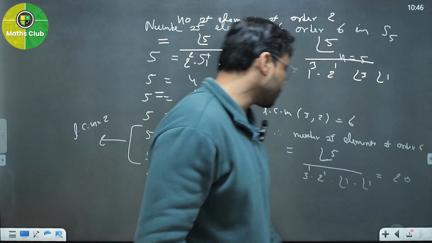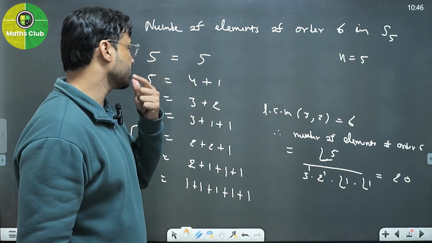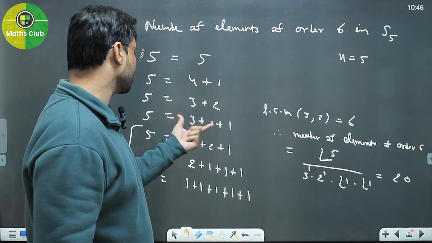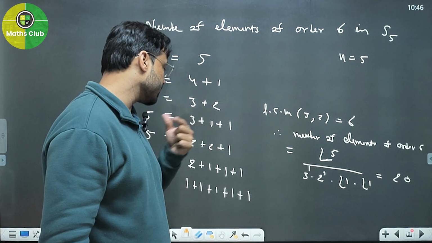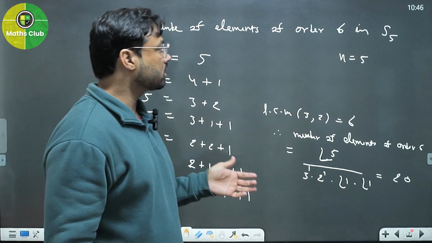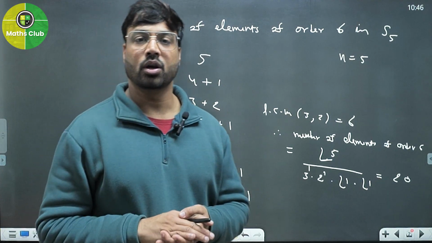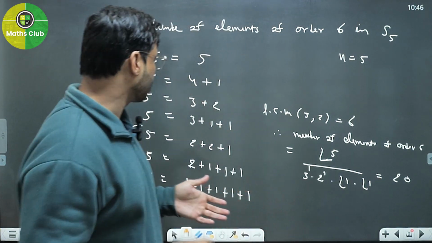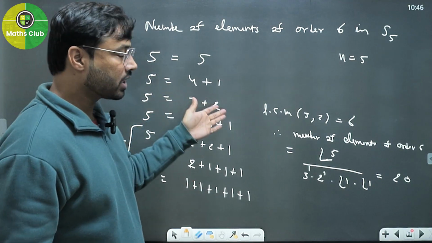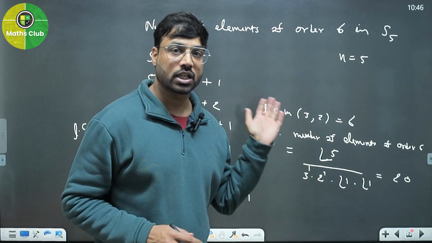Similarly, you can calculate the elements of order 5 by using this partition, elements of order 4 by using this partition, elements of order 3 by using this partition, as the LCM will be 3 here, and elements of order 1 by using this partition. And suppose the question asks, is there any element of order 8 in S5? Then you can check that none of the partitions gives LCM equal to 8. That means there is no element of order 8 in S5.